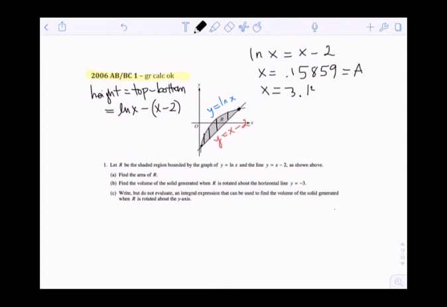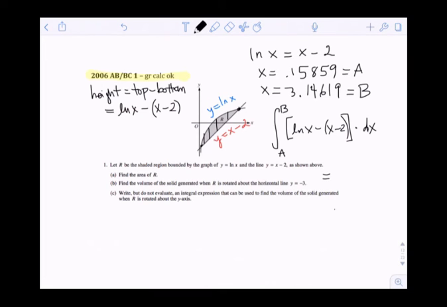X equals 3.14619, and you can call this B if you want to. If they're well labeled, you can then use the labels later. So I think we're just about done. Our integral is going to be the height, top minus bottom, times the width, which is dx, from A to B.